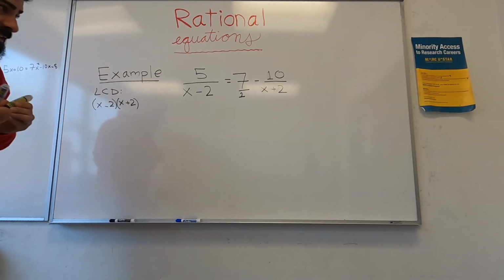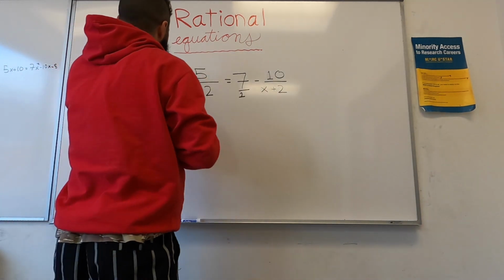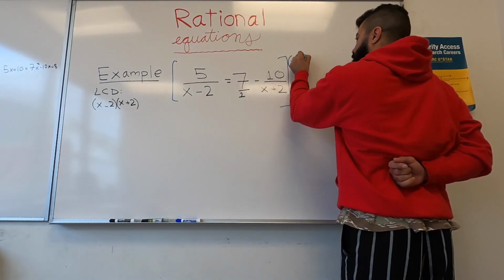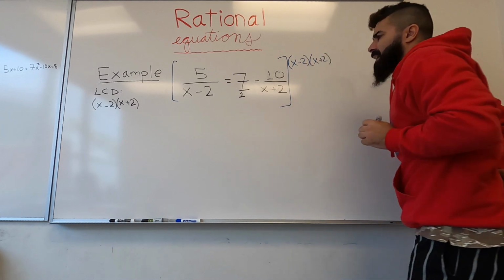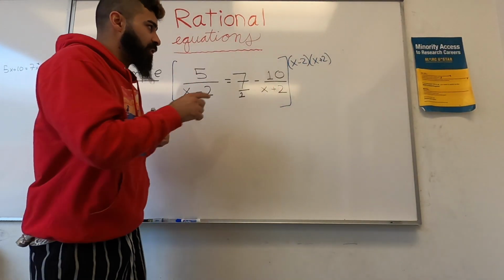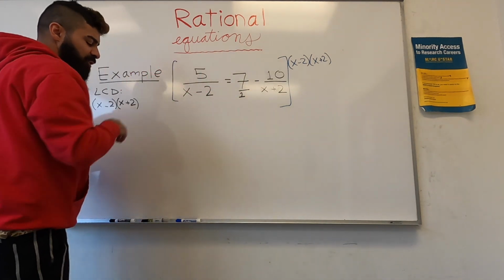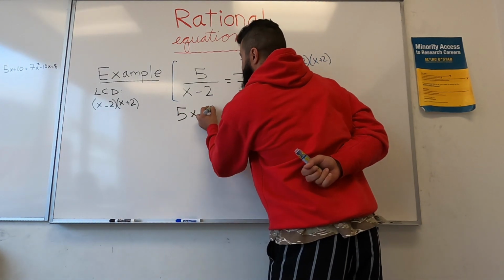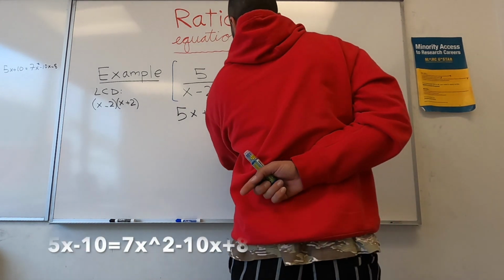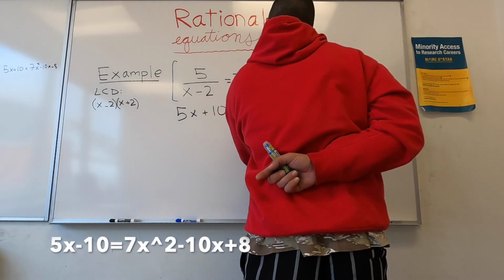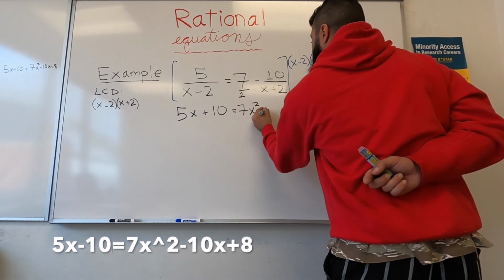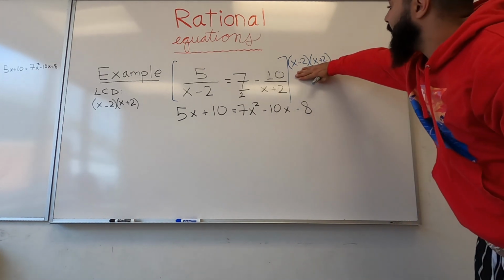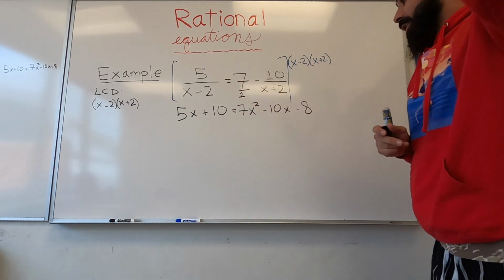And what you're going to do for the first step is multiply through the entire equation by the LCD. So we get (x minus 2)(x plus 2). Now I'm going to be skipping a few steps, just assuming that you already know how to do the distributing. After you distribute this through, what we're going to be left with is 5x plus 10 is equal to 7x squared minus 10x minus 8. And that is just by multiplying (x minus 2)(x plus 2) through to every single term of our equation. All right?